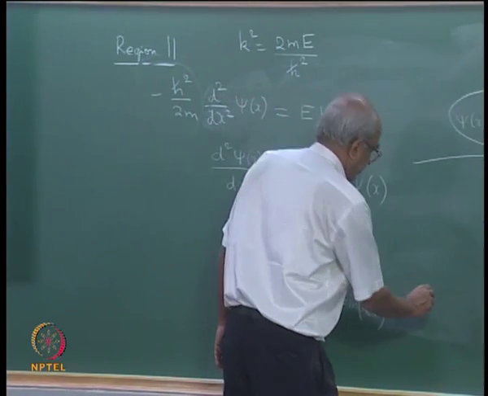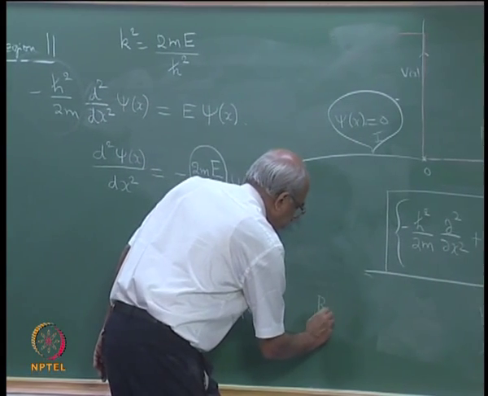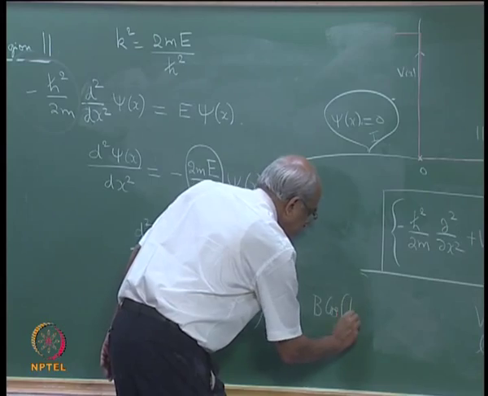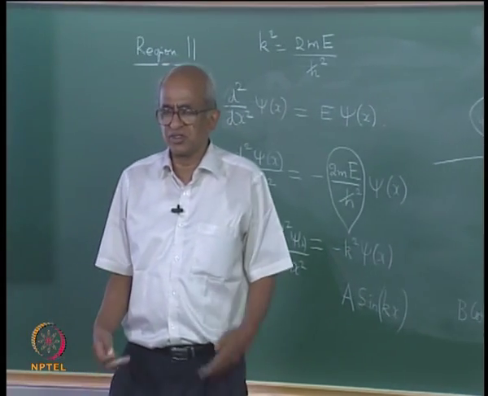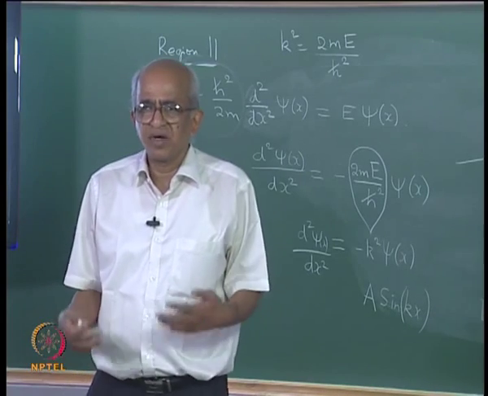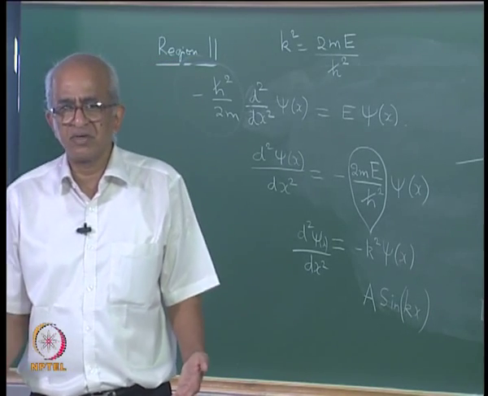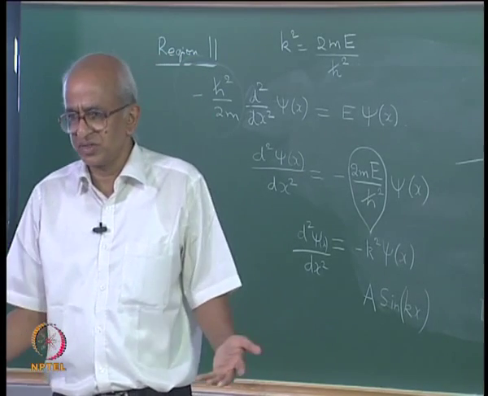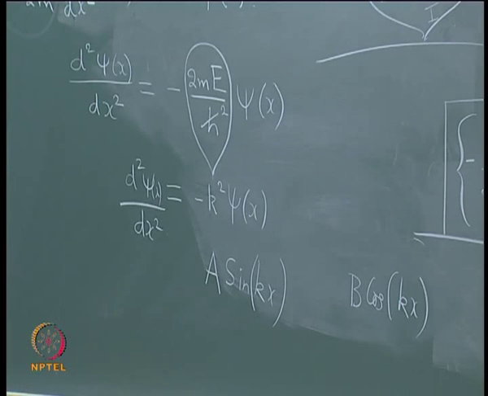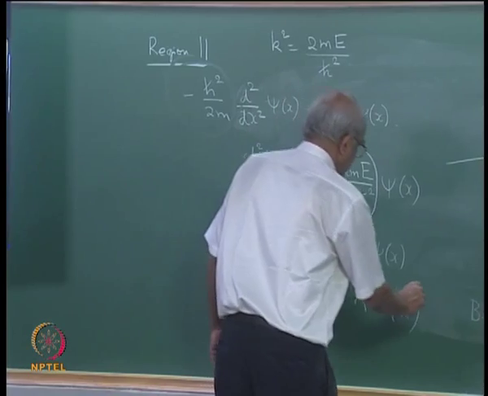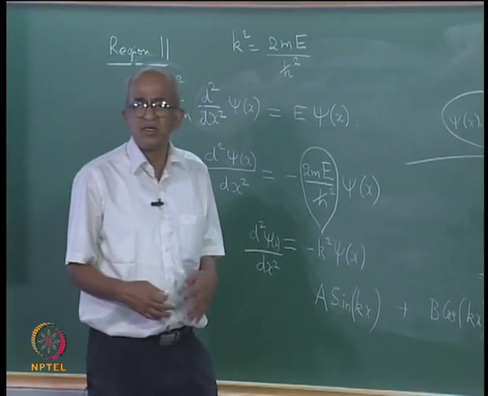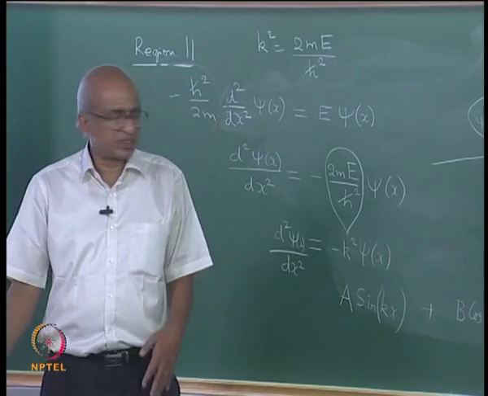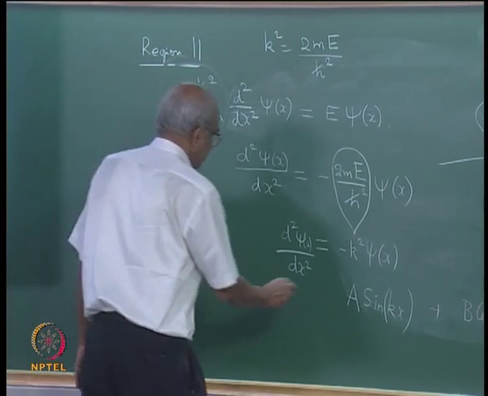You can have another solution which is of the form B cos kx. This is another possible solution. This is not surprising, because if you have a second order ordinary differential equation, there are 2 independent solutions, and the most general solution would be a linear combination of these 2, in which you add the first solution with the second. Therefore, we will take the most general solution and say that that is my psi of x.